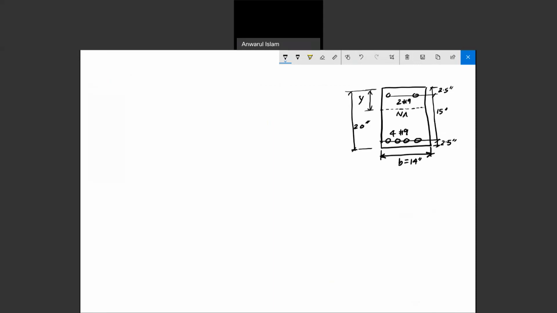So first of all, these are the given values. n equals 10, the modular ratio, where n is Es, the modulus of elasticity of steel, over Ec, the modulus of elasticity of concrete. And the moment given, M, is 118 kip-feet.